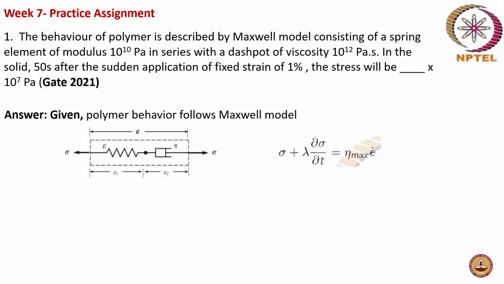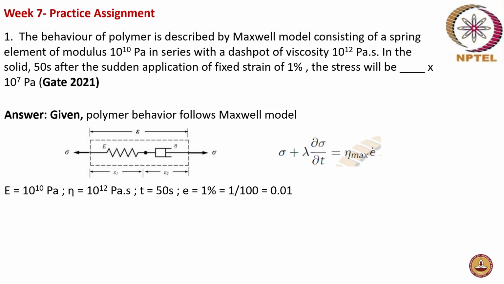Now, what is the Maxwell model? The Maxwell model expression is given by sigma, which is nothing but stress, plus lambda, which is nothing but your relaxation time, dou sigma by dou t is equal to eta into E dot. E dot is nothing but your strain rate. So, they've given that the modulus of the spring element is 10 power 10 Pascal, the viscosity of the dashpot is 10 power 12 Pascal seconds, and the time they have given is 50 seconds. So, the strain is applied for 50 seconds.